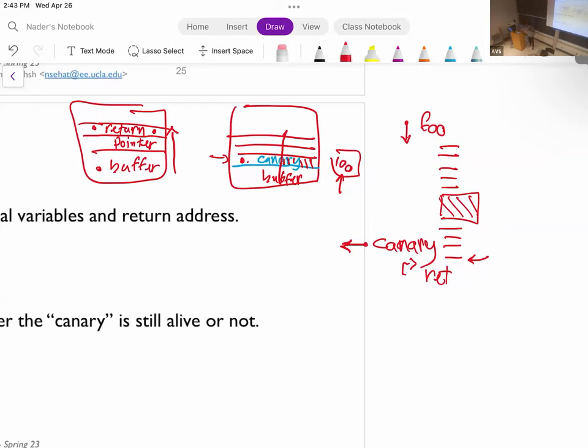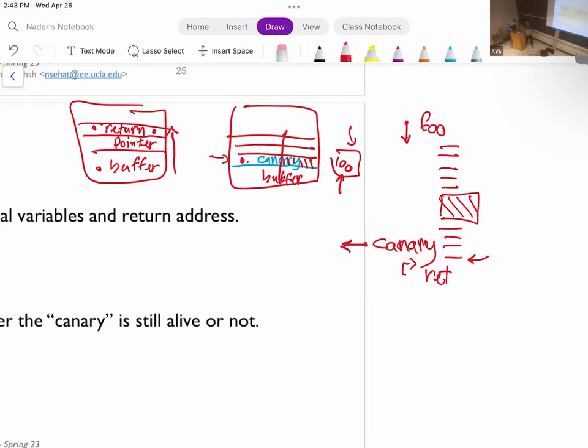Okay, so that's the basic idea of how the stack canary works. There are additional details, like how I generate this random number and where I store it, et cetera, that you don't have to worry about, but that's the idea.